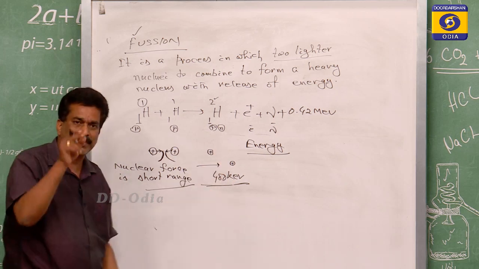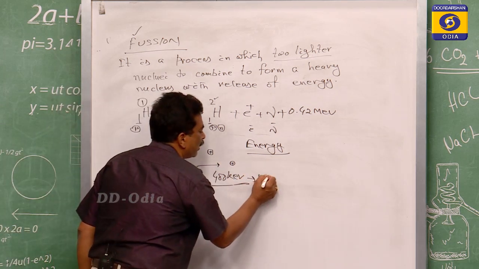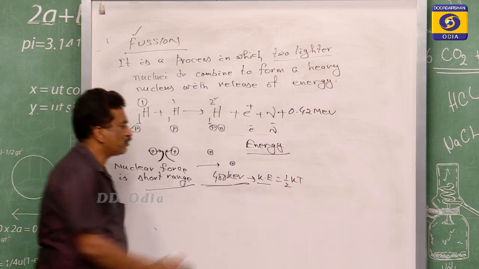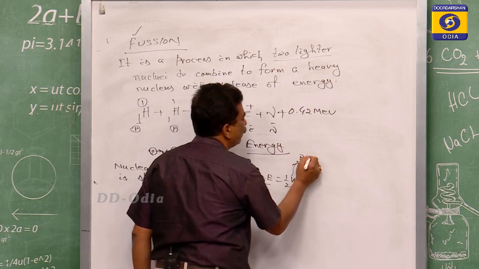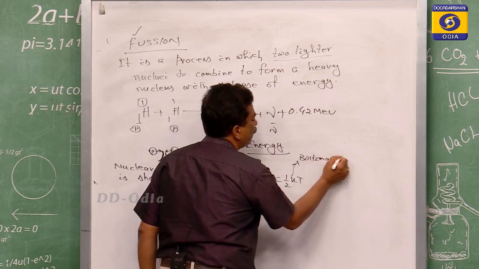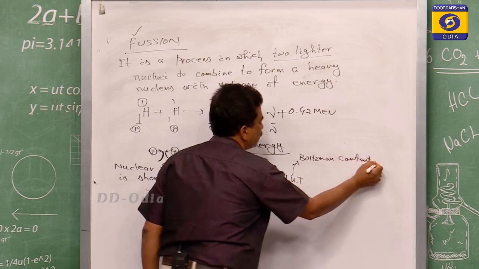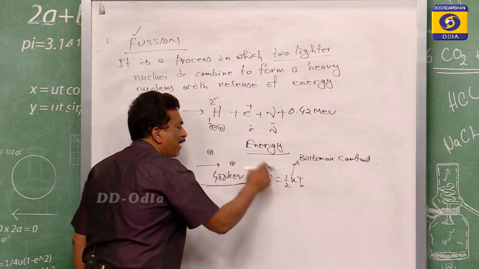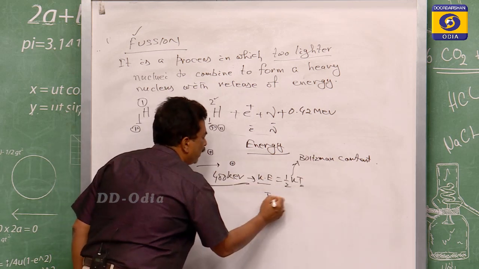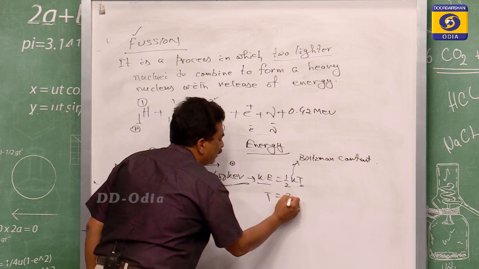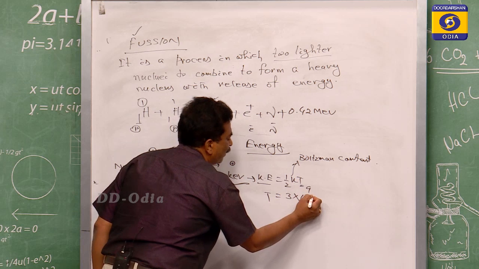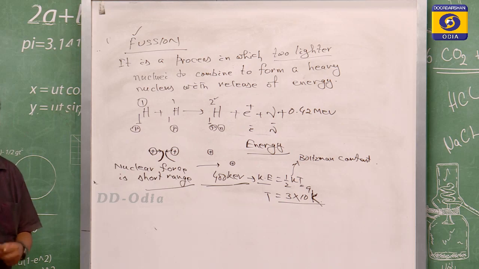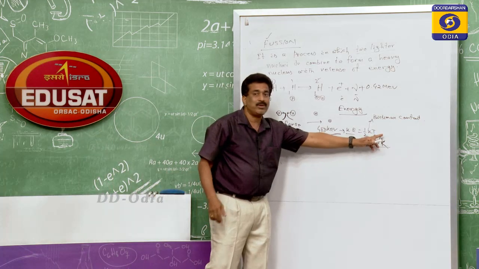And when that amount of energy is provided, that is the kinetic energy, and that kinetic energy is equal to (3/2)kT. Here k is the Boltzmann constant, and T is the temperature. If k is the constant and you rearrange that, then the T value will be 3 × 10^9 Kelvin.